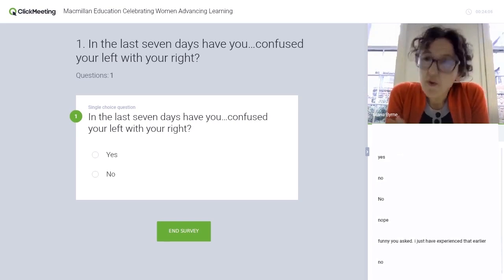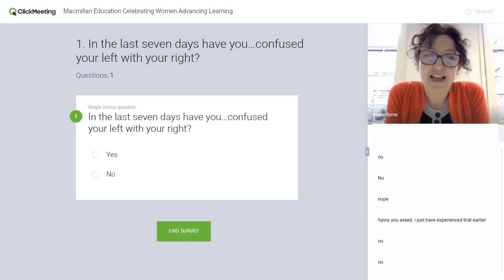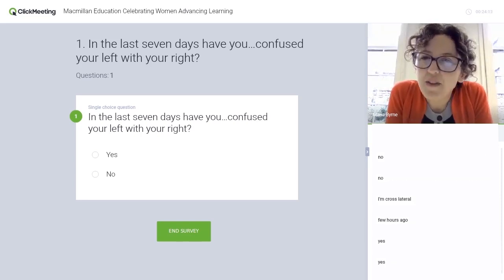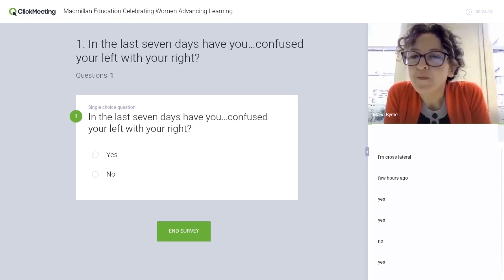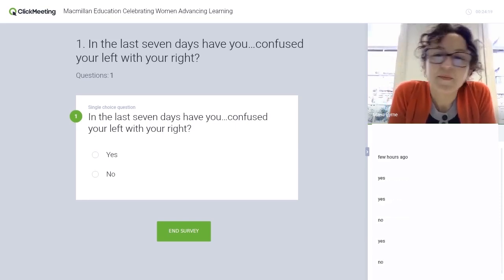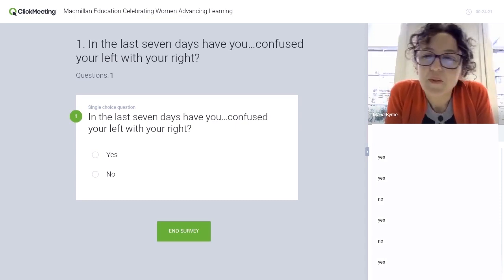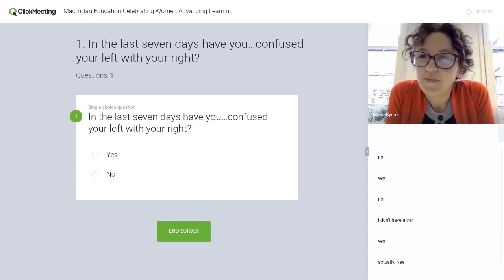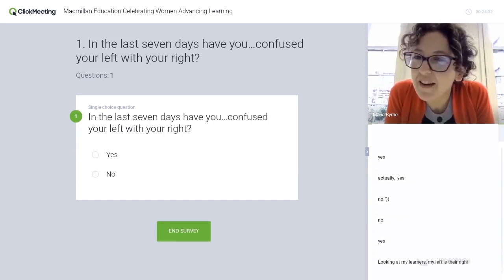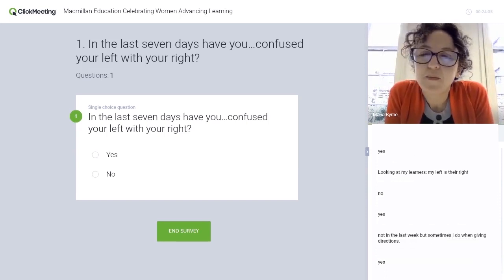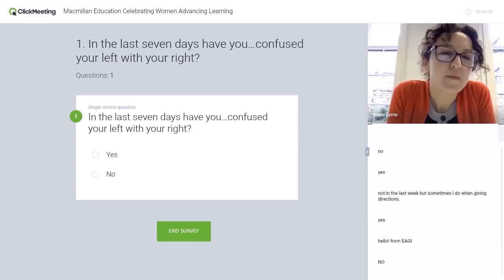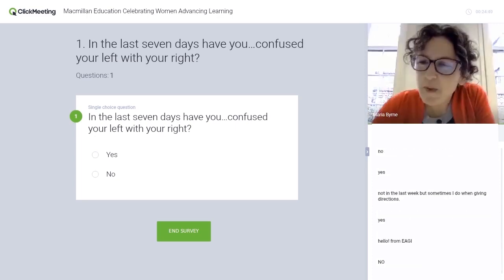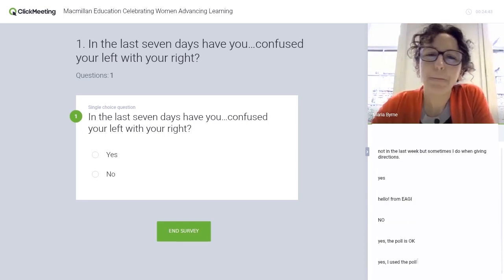Have any of you confused your left with your right in the last 7 days? If you could use the poll to answer yes or no, please. Okay, hopefully people are able to use the poll. Is that okay? Okay, would it be possible to show the results of the poll?